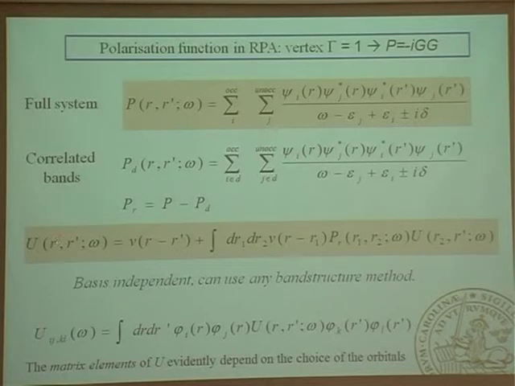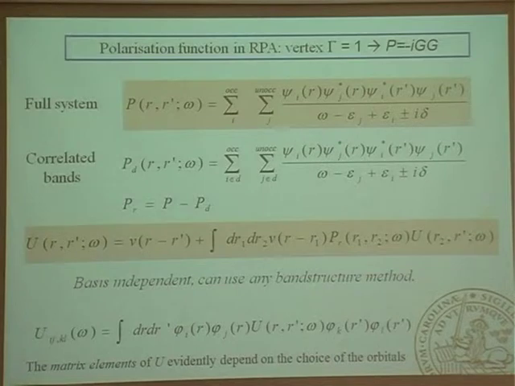And then we solve these equations. So this is in R and R prime, a function of frequency. It's an integral equation for U. And of course, when we solve these equations, we usually use basis functions. But those basis functions are just mathematical basis functions. You can use plane waves, or you can use localized orbitals, anything you like. So it's really basis independent. There's nothing that restricts this to any particular basis. So you can use any band structure method. You can use LAPW, you can use LMTO, you can use plane waves, whatever. You can just solve this.